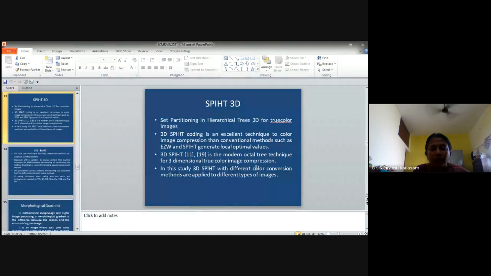3D-SPIHT is another type of SPIHT, which is especially well suited for three-dimensional pictures. 3D-SPIHT coding is an excellent technique for color image compression compared to conventional methods such as EZW, as SPIHT generates local optimal values. In modern technology, the auxiliary technique 3D-SPIHT is used in three-dimensional true color image compression. In this study, 3D-SPIHT with different color conversion methods is applied to different types of images.